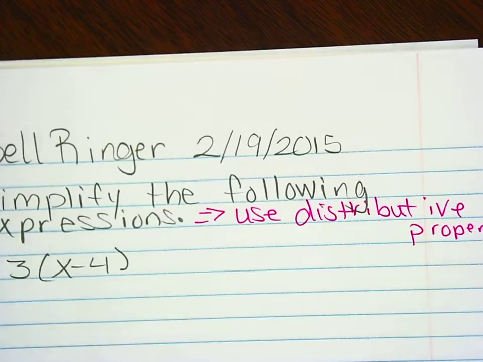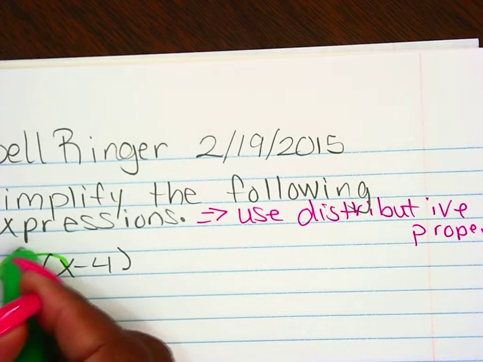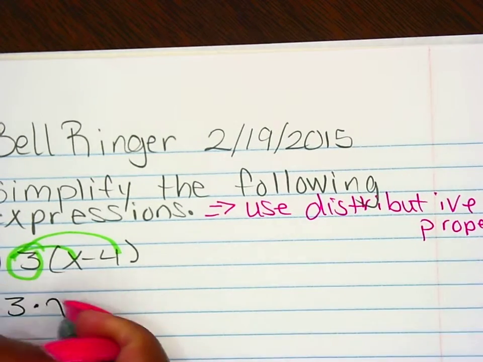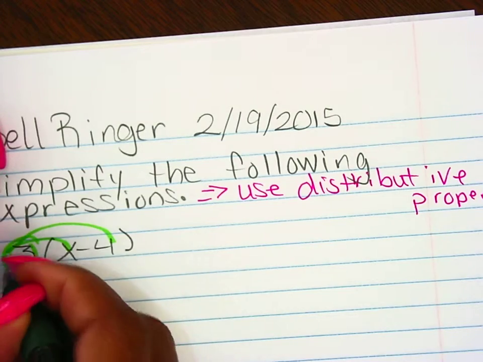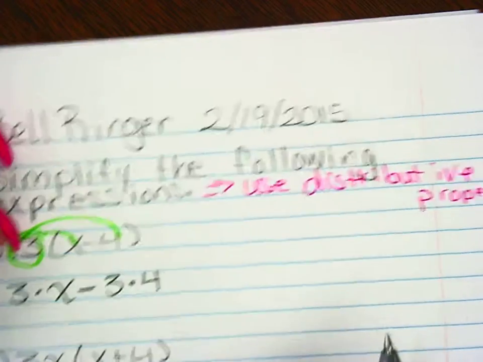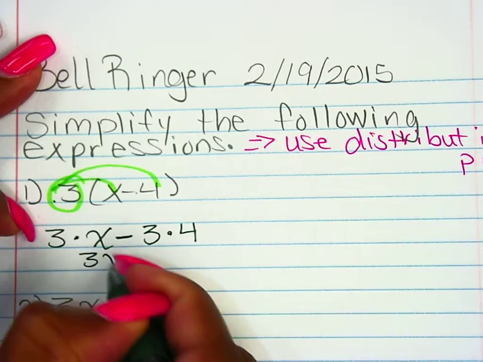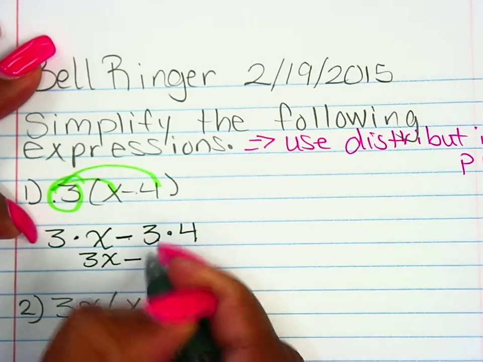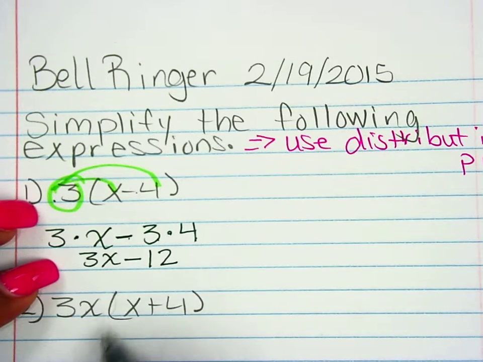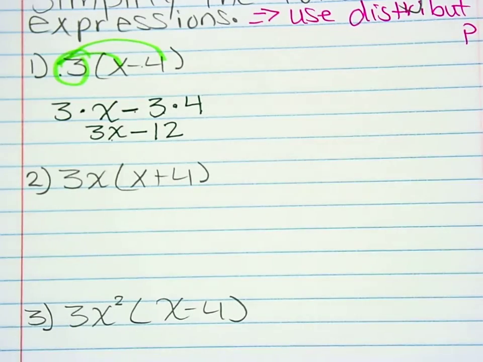So what I'm going to do, I'm going to take the 3 and distribute it to each term within the parentheses. So this becomes 3 times x, and that's a negative, minus 3 times 4. Now the last step is just to simplify using multiplication. 3 times x is just 3x, minus 3 times 4 is 12. I'm done. You're done. You cannot combine those because those are not like terms. This is an x term and that's a constant. So you're done.